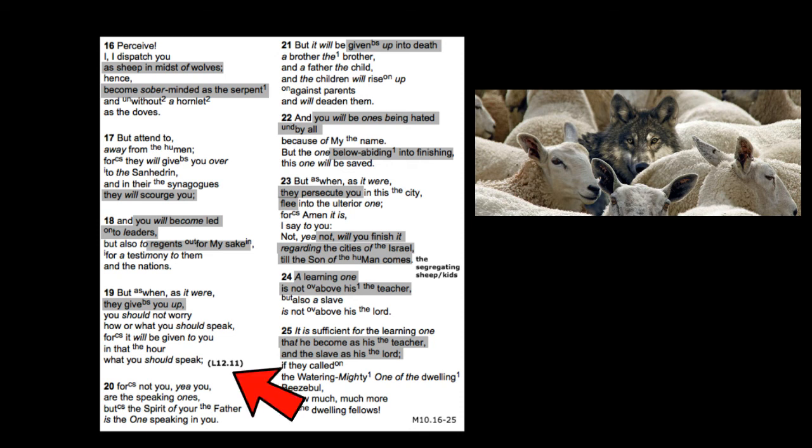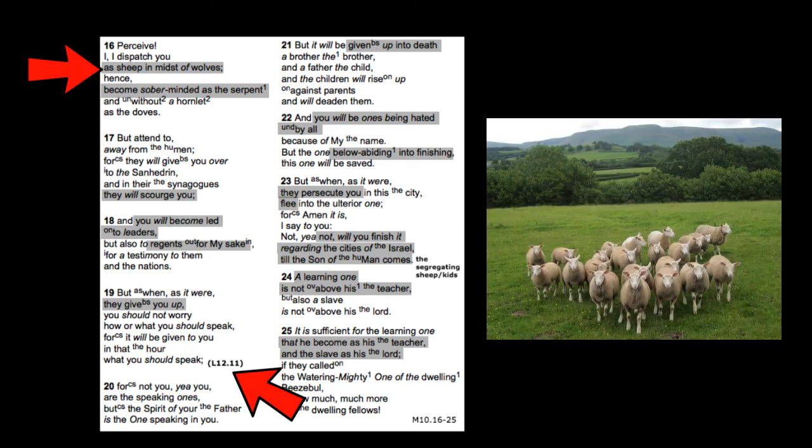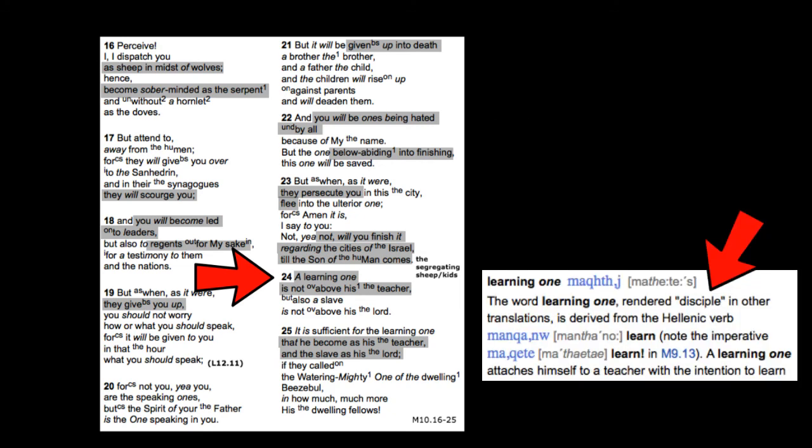Similar statements are made in Luke chapter 12, verse 11, which helps us to identify the class that this address is being given to, that being sheep. And notice Jesus also says, a learning one is not above his teacher, showing the status of these as not yet teacher. So sheep are not teachers, but learning ones, commonly translated disciple.